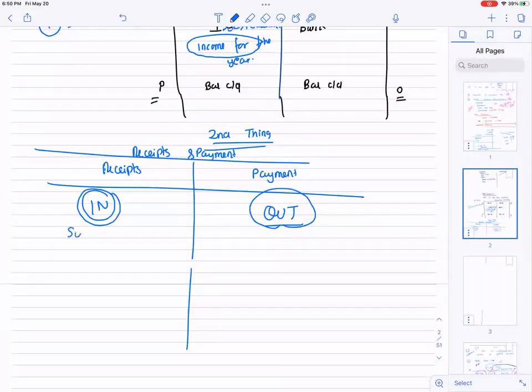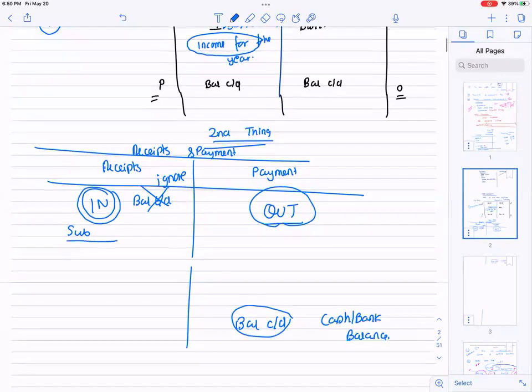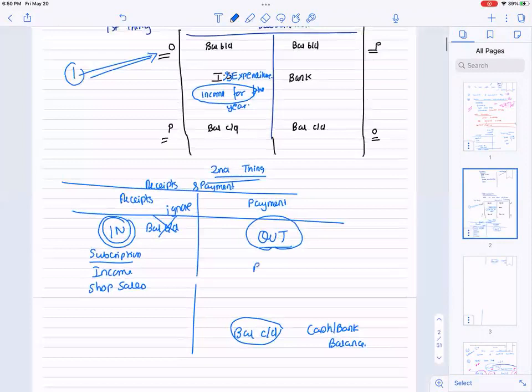First thing that would be written over here would be the balance begin down. This we will ignore. Over here, you will have the balance closed down. This will be the cash bank balance. Apart from this, here you would have subscription. Here you would have income from something. Here you would have shop sales. And here there would be all the payments that you would have to see and analyze.